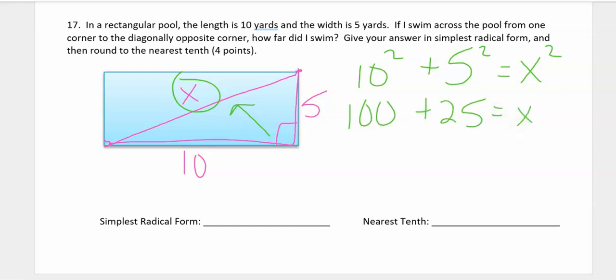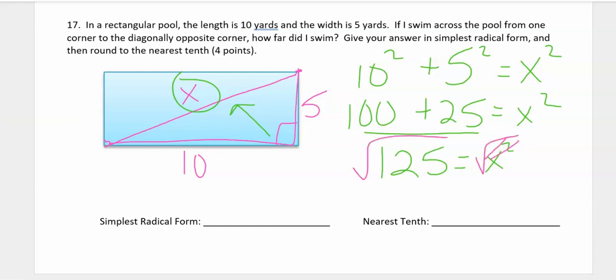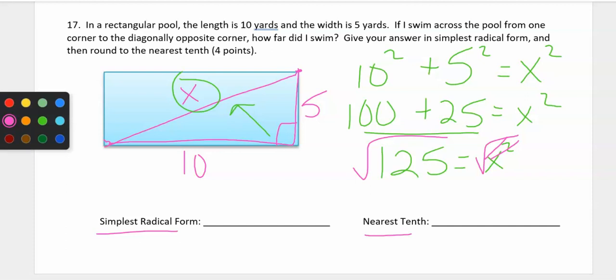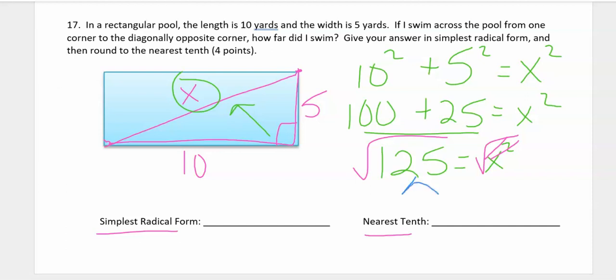Okay, I'm going to add those together. So that's 125 equals x squared. And then I'm going to square root to get rid of squared. I need to write the answer 2 ways. Simplest radical form, nearest 10th. Okay, simplest radical form first. That just means simplify the radical. We do that by doing a factor tree.